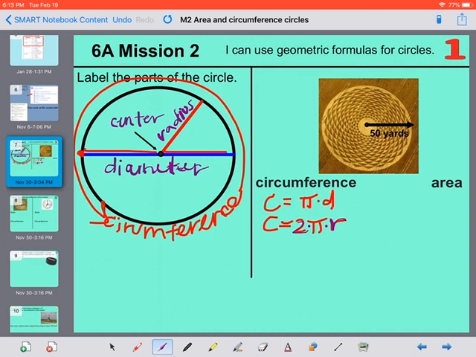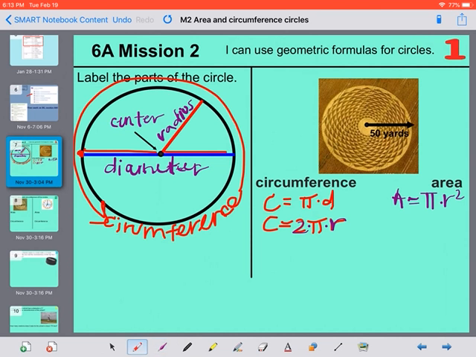So it doesn't matter which formula you use. If you have the radius, you can use this one. If you have the diameter, you can use this one. Or if you have the radius or diameter, you could either double it or take half of it, depending on which one you have, and we'll talk about that. And then the formula for the area of a circle is pi times r squared, pi r squared.